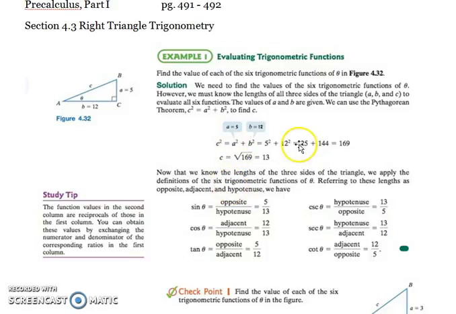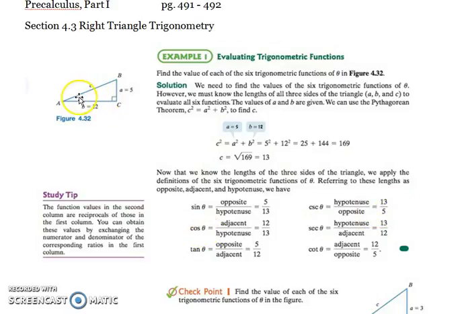So 5 squared plus 12 squared is 25 plus 144, 169, so the square root of that is 13. And that's your third side, or that hypotenuse. Okay? And then you have to know the actual ratios. Sine is, here's our theta, it's this angle here. So sine is opposite over hypotenuse, so the opposite side is the 5, the hypotenuse is the 13 that we just calculated. The cosecant, of course, is the reciprocal of that, hypotenuse over opposite.